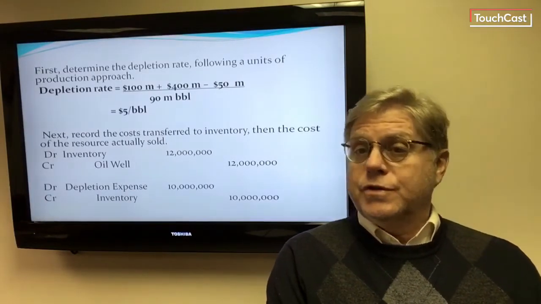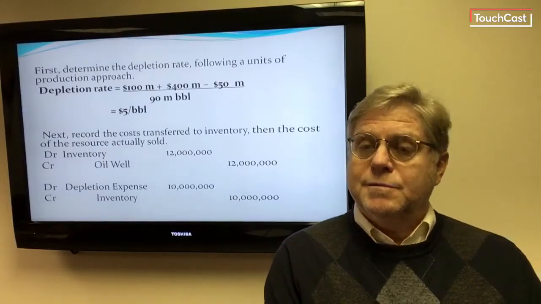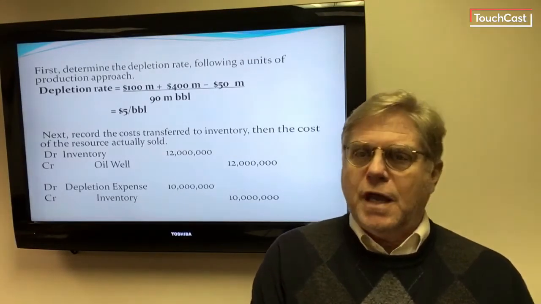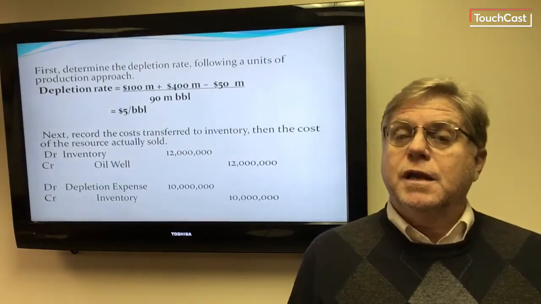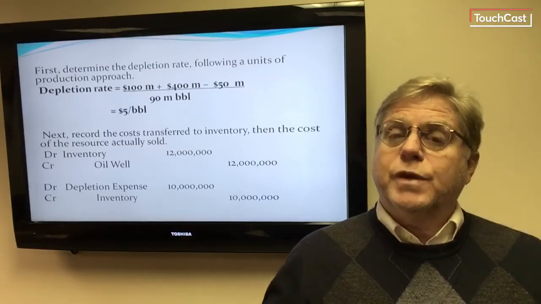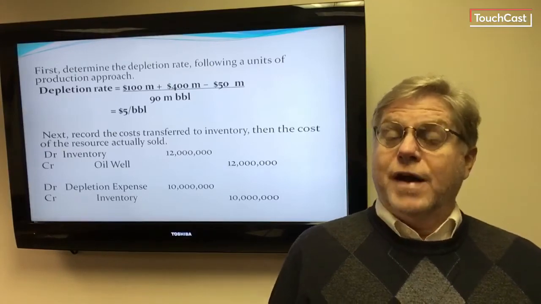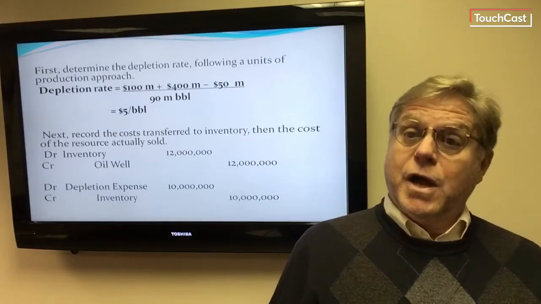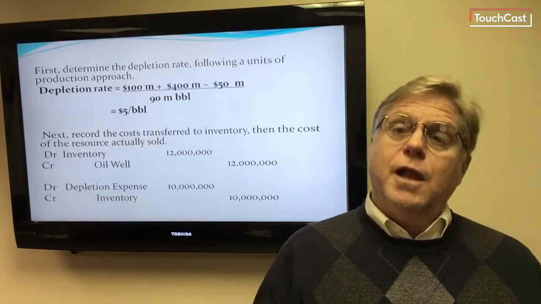Now, we could use an accumulated depletion account. They're sometimes used, but it seems more common that companies actually credit the asset account itself rather than a related contra asset account. Notice what happens then. That means that we have taken out of the ground inventory that cost us $5 per barrel, $12 million for the 2.4 million barrels. But we only sold 2 million of that.